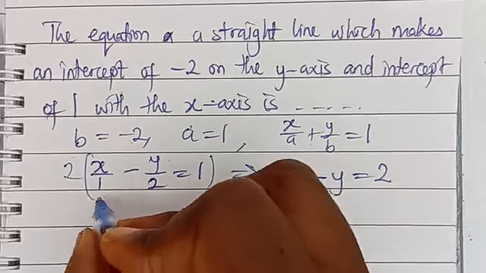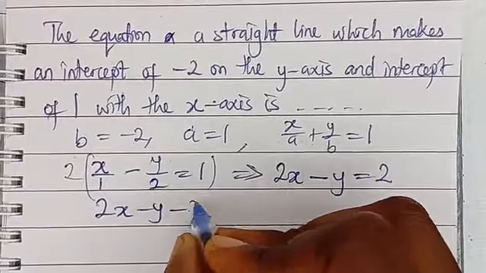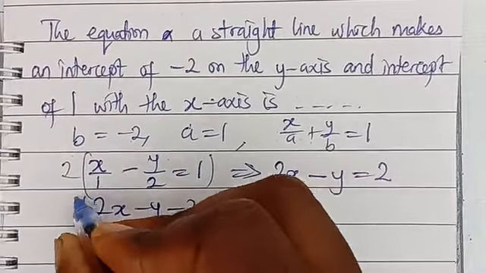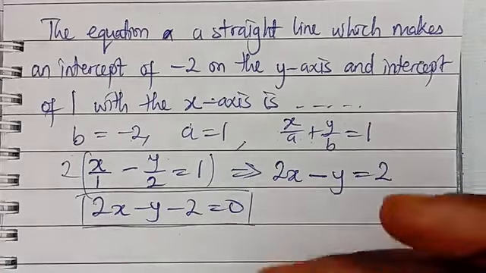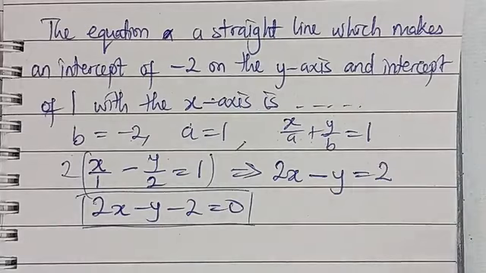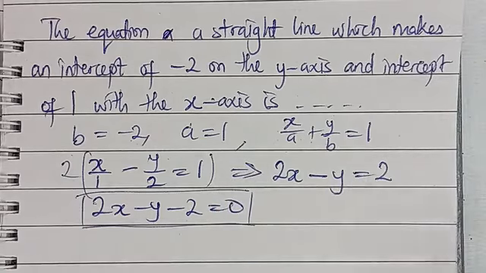In the general form, we're going to have the equation as 2x minus y minus 2 equal to 0. The general form of the equation is when we equate everything to 0, though we can have that other gradient form, that is y equal to mx plus c. Okay, but this is the form we want to leave it as.